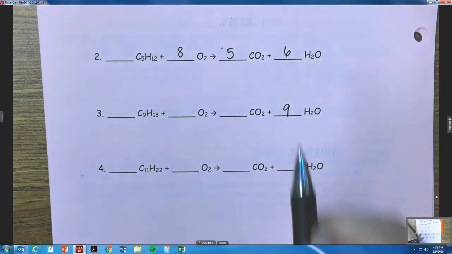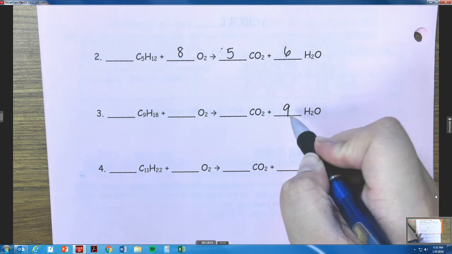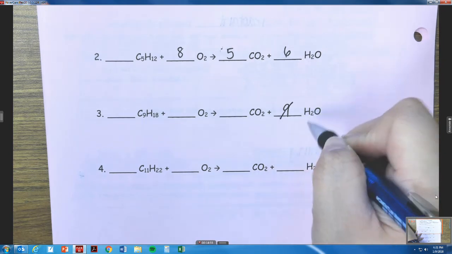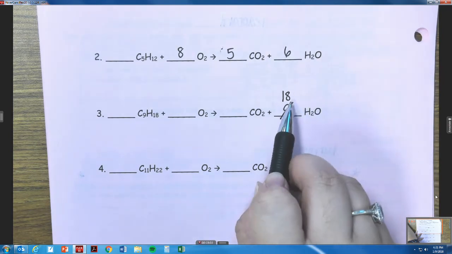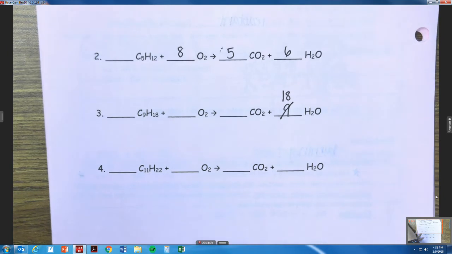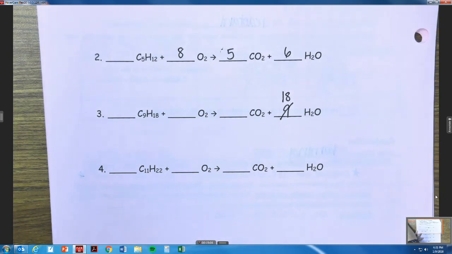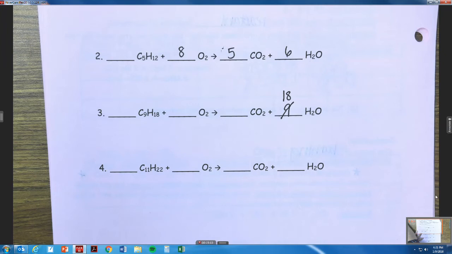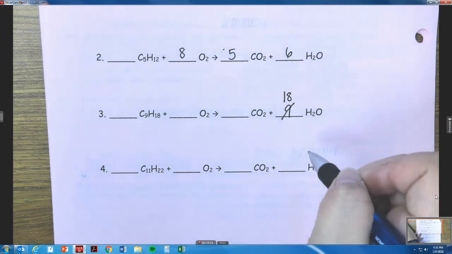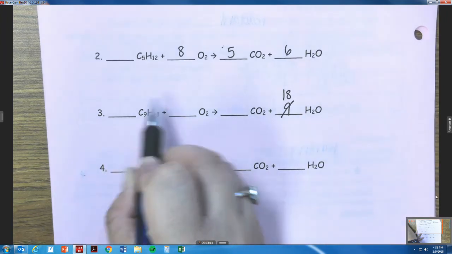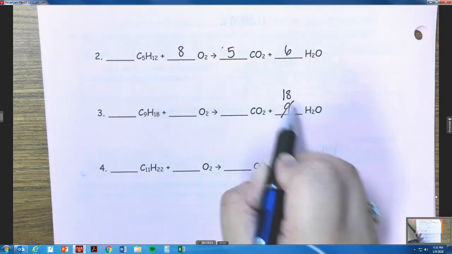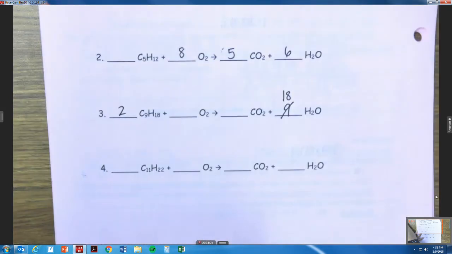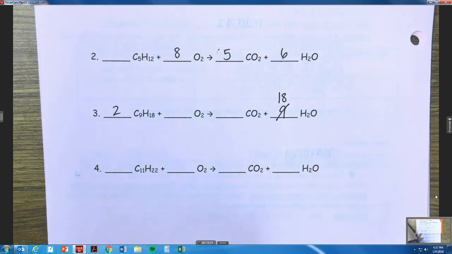Okay, but remember our rule. We cannot have an odd number for water, and we have to double it. So this is 18. If this is 18 times 2, which is, let's see, 18 times 2 equals 36. So if this is 36, then this side must equal 36 also. So again, if this is 18 times 2, then this has to be 2 times 18, to equal 36.